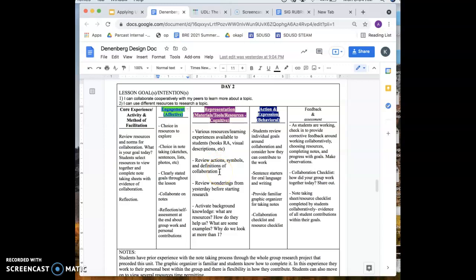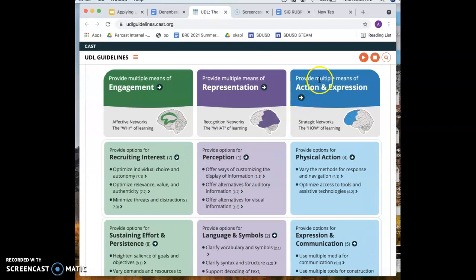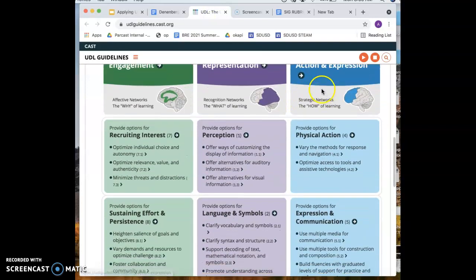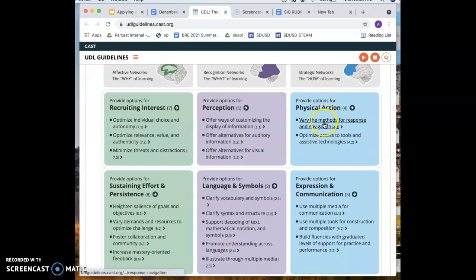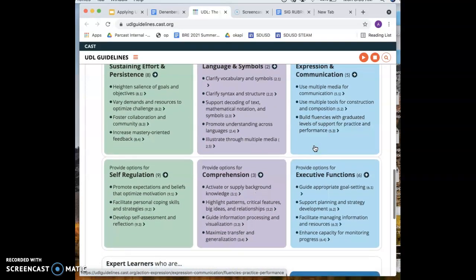We will also review what it means to collaborate, so make sure that students are clear on what that means and how they can do that. We'll also activate background knowledge around research and resources so that students can apply those habits effectively. When looking at the multiple means for action and expression and thinking about behavioral, we want to think about varying the methods for response, using multiple media, building fluencies with graduated levels of support, and guiding appropriate goal setting.